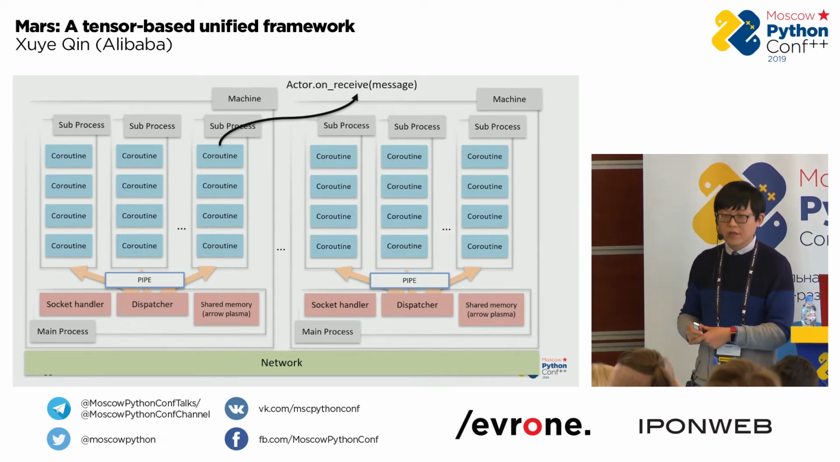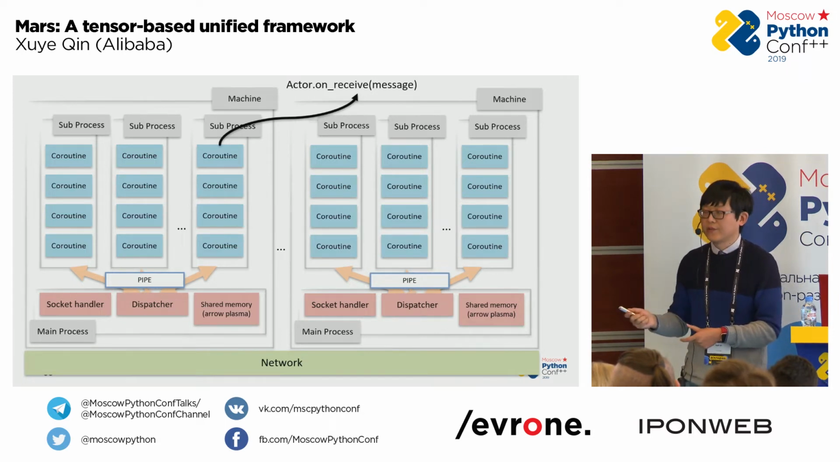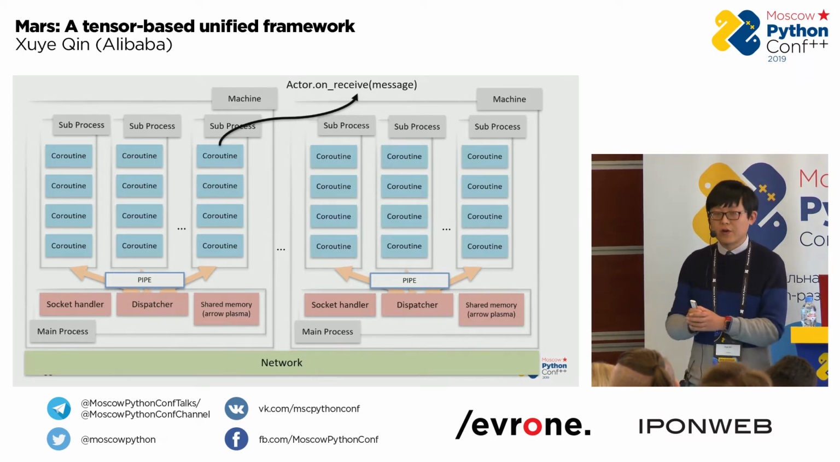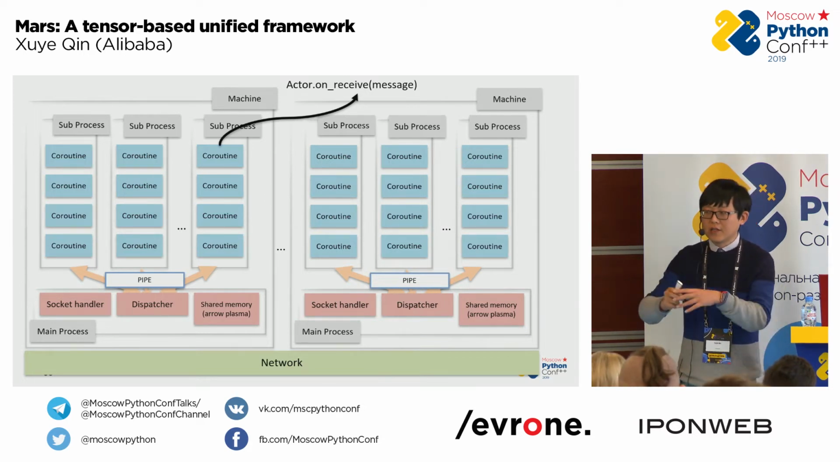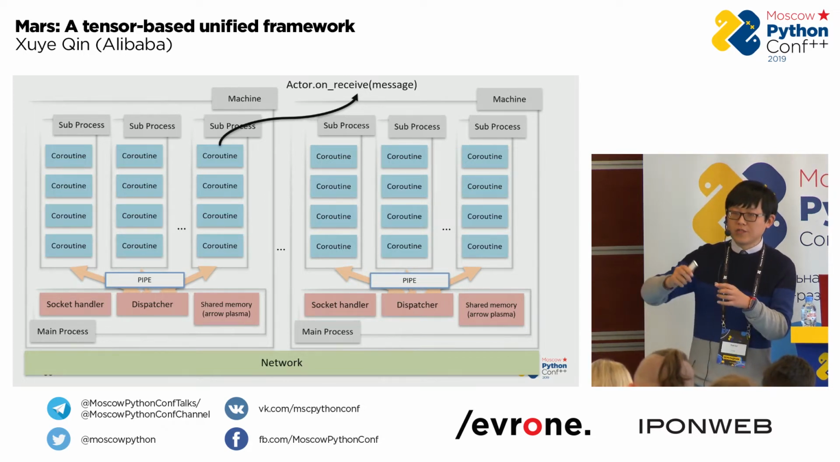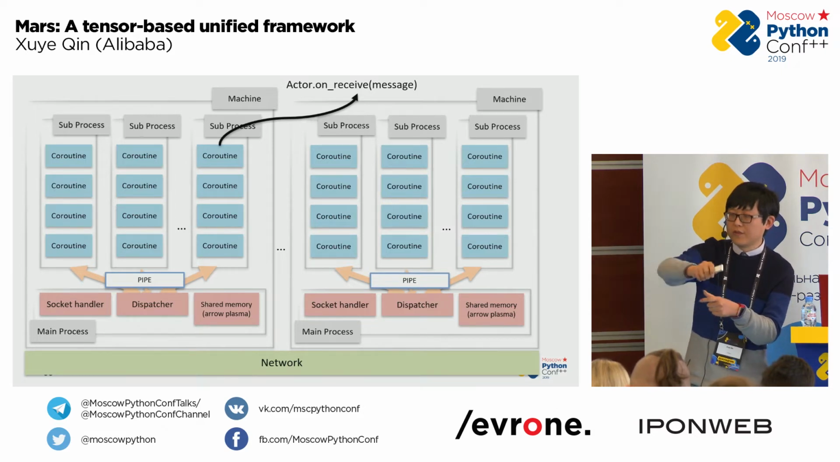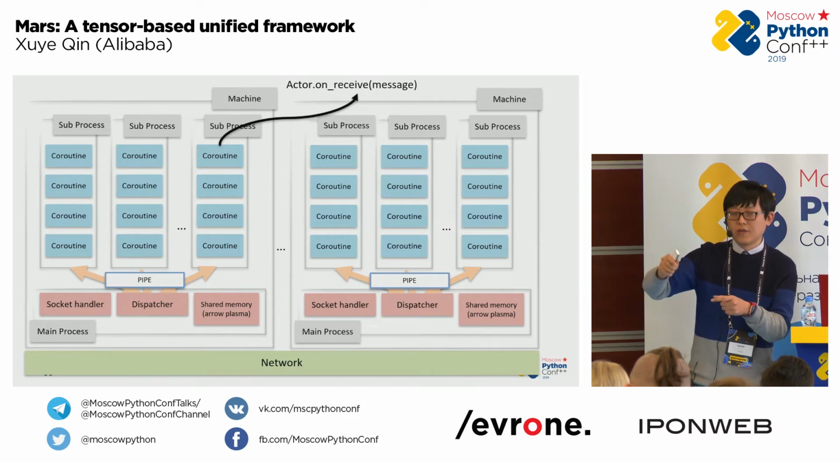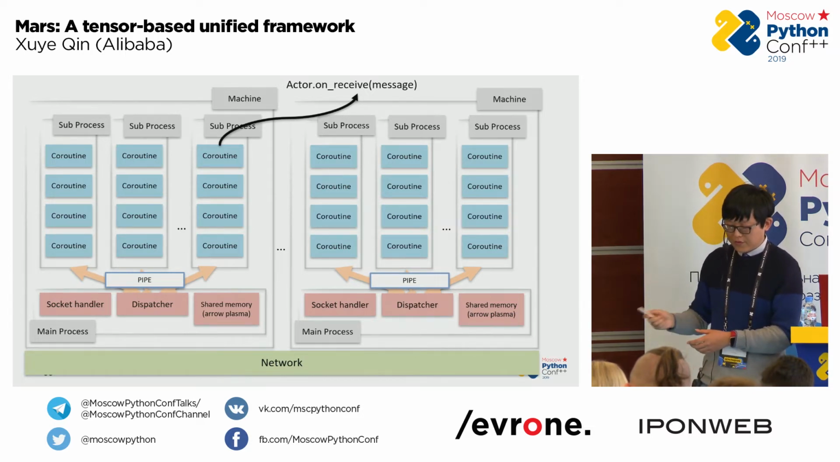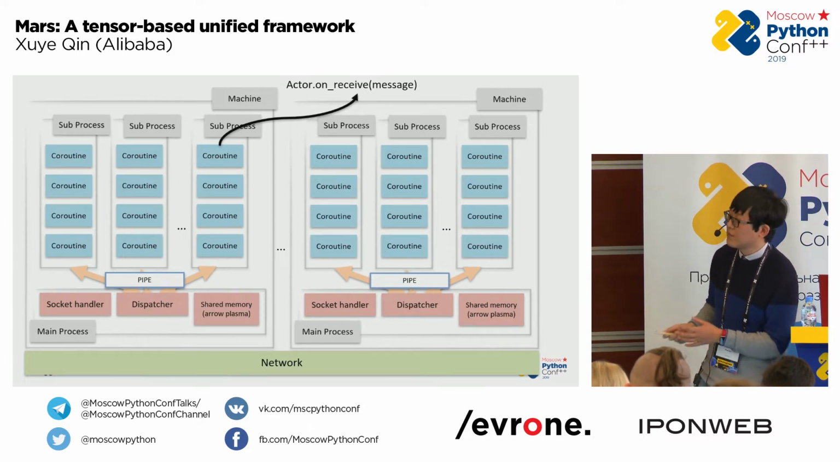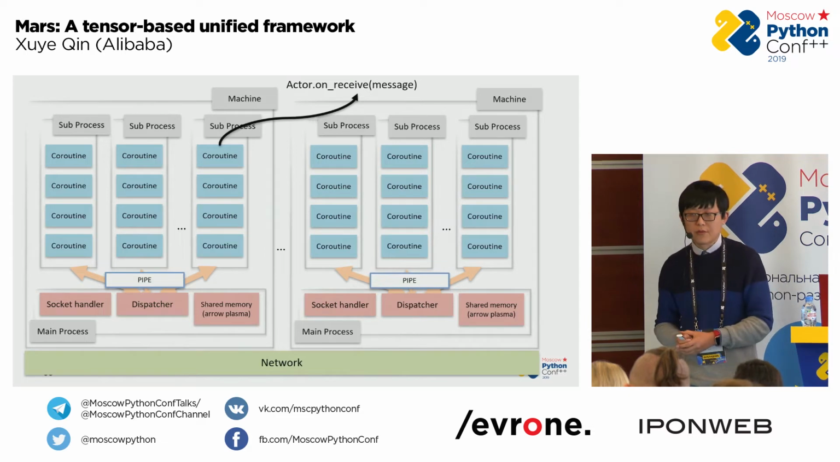And the second important component is the dispatcher. The dispatcher should be aware of all the sub-processes, and it should know which message should be sent via the pipe, because it knows where an actor is allocated. And the third important component is the shared memory. We just leverage the Arrow Plasma to do the shared memory.